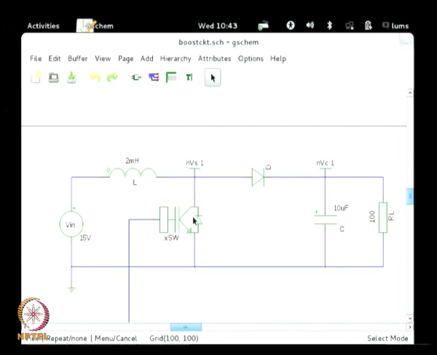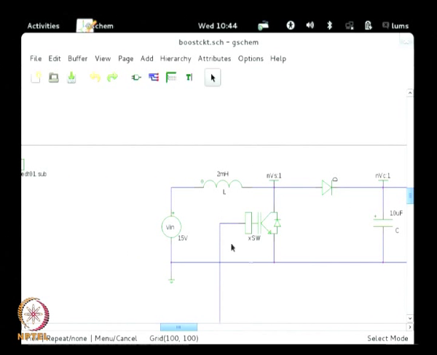So, this is the regular boost converter, all of you are familiar with it by now. You have an input DC voltage of 15 volts, you have the boost inductor, there is a power semiconductor switch, a diode and a capacitor, followed by a load resistance. This node point is labeled as NVS and this point is labeled as NVC.